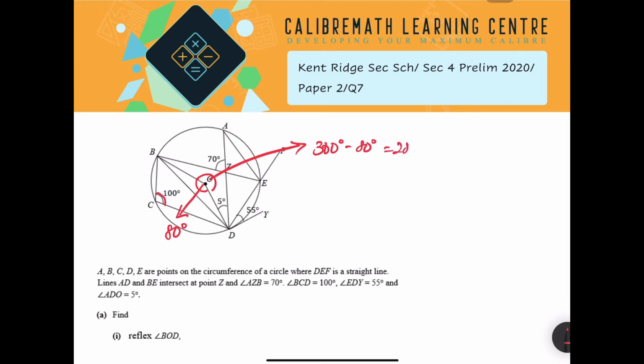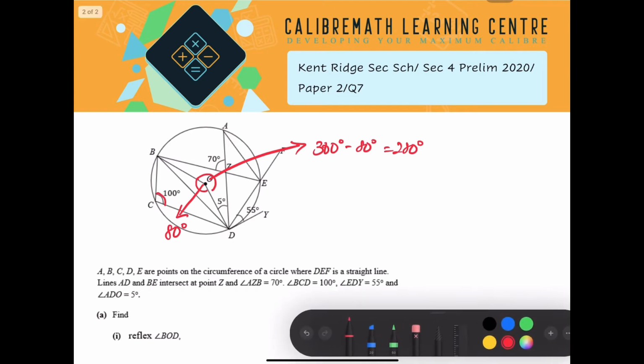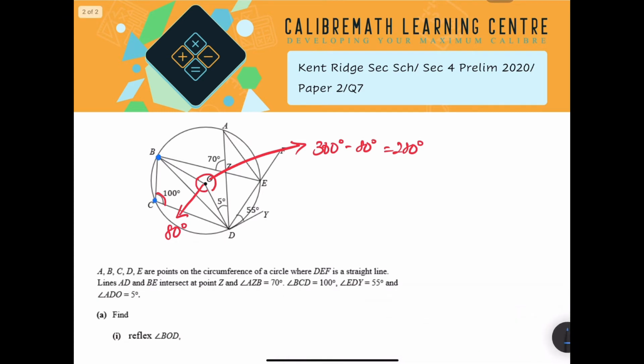Now, it's true that 280 degrees is a reflex angle, but to apply the circle property of cyclic quadrilateral, the most important criterion is to make sure that all 4 points are touching the circumference of the circle. Now, as we can see, in the quadrilateral BCDO, point O is at the center of the circle. So from here, we definitely cannot use the cyclic quadrilateral property.